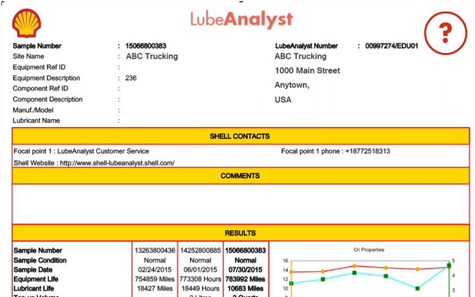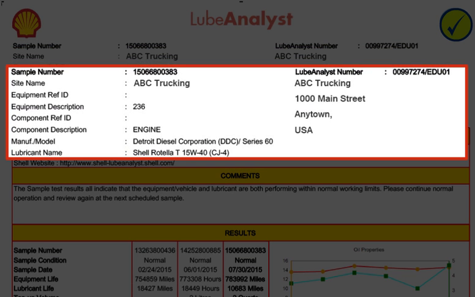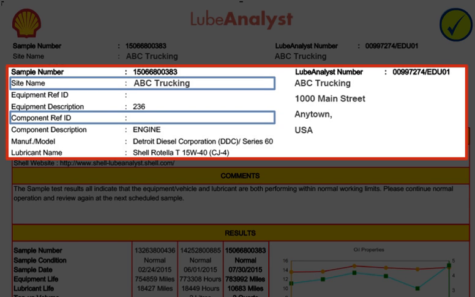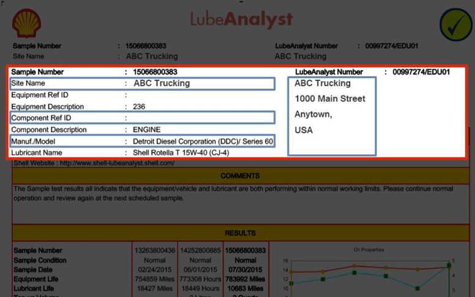What if your report's top right corner is blank? You may not have specified your lubricant and equipment, so we could not properly diagnose the results. Remember, the more complete information you provide, the better recommendations the Shell LubeAnalyst lab can give on sample conditions. Near the top of the report are critical details about the customer's site, the component reference ID, the lubricant used, and customer address. This information is included to help identify trends and maintain consistency.